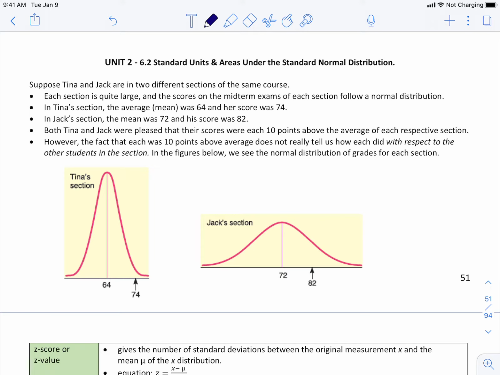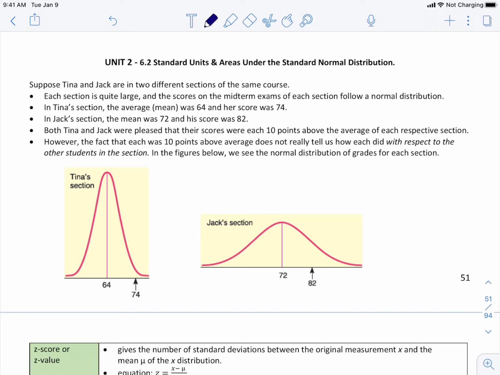Hi everyone. Today we're doing notes on 6.2 standard units in areas under the standard normal distribution. Suppose Tina and Jack are in two different sections of the same course. Each section is quite large and the scores on the midterm exams of each section follow a normal distribution. In Tina's section, the average mean was 64 and her score was 74. In Jack's section, the mean was 72 and his score was 82.